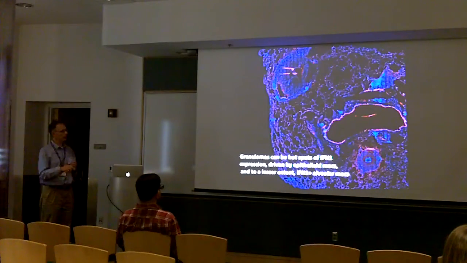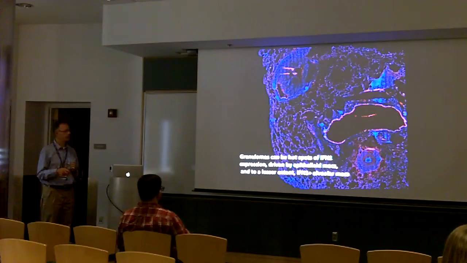This area here, this bright pink area, that's ciliated epithelium, and those cells should be producing type 1 interferon. You can see several other granulomas in this environment. So there's one here that's eroding into an airway. You see ciliated epithelia here. There's another granuloma here, and there's a third one that's just adjacent to this airway.